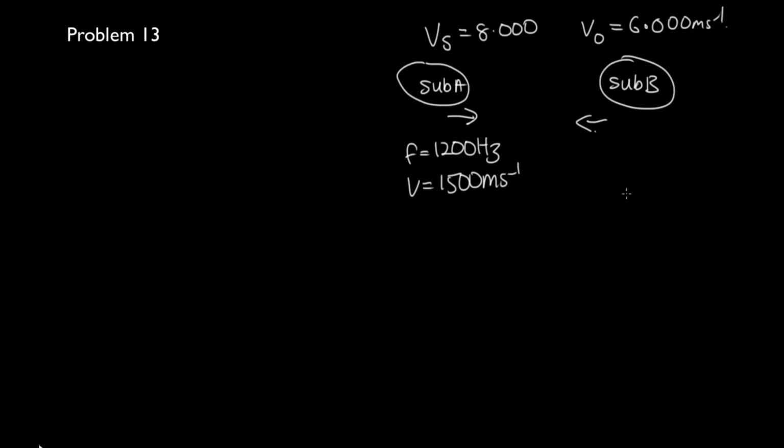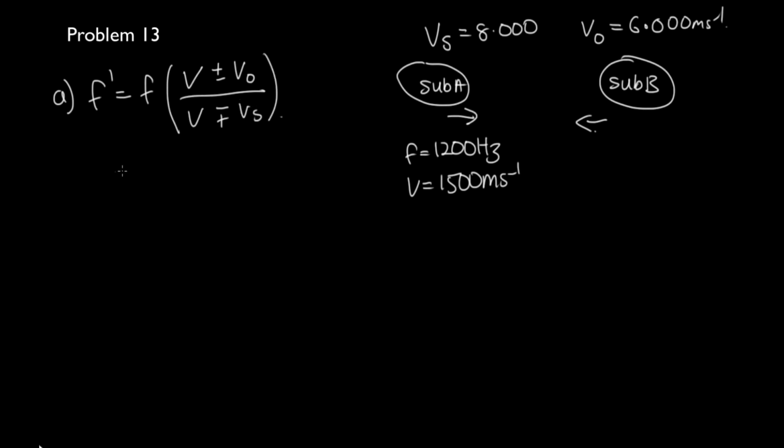Then we're asked in part A, as they approach each other, what frequency does sub B detect? So we're going to need to use our Doppler equation. F dash, so the frequency detected by the observer, is equal to f, the frequency produced by the source, times v, the velocity of sound in the medium, which in this case will be 1,500, plus or minus the velocity of the observer over v, minus or plus the velocity of the source. Now in this case they're both approaching each other, so for both of them we use the top sign.